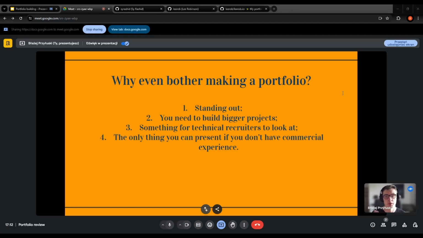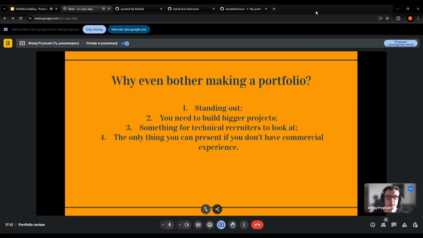So make sure that your portfolio really is a bigger project that you can then say what is good, what is bad, and why you have done something for this particular project. Then, yeah, we already covered point 3 with that. So this is the only thing that you can present if you don't have commercial experience.